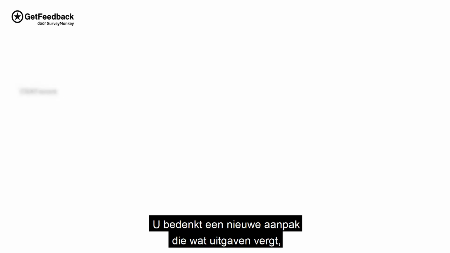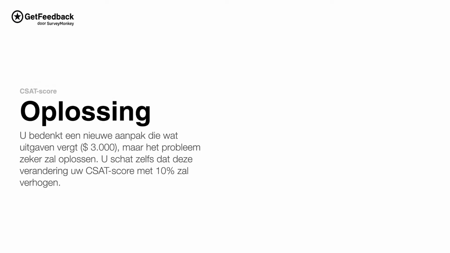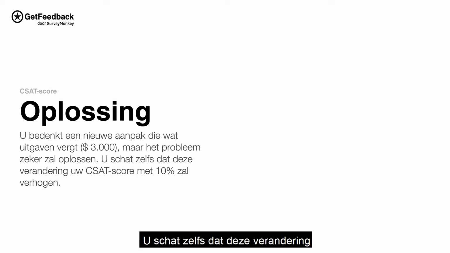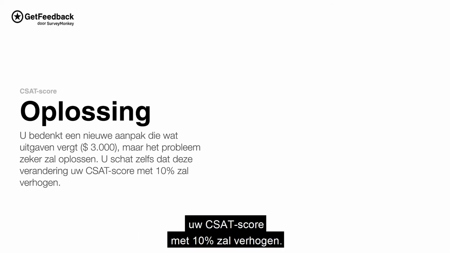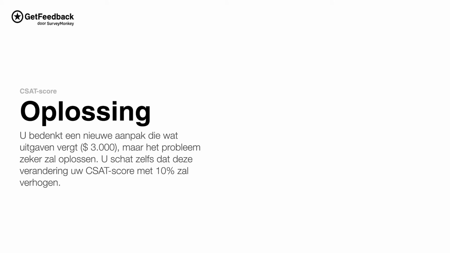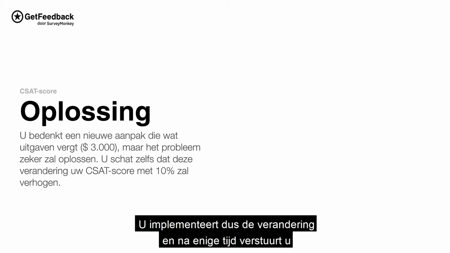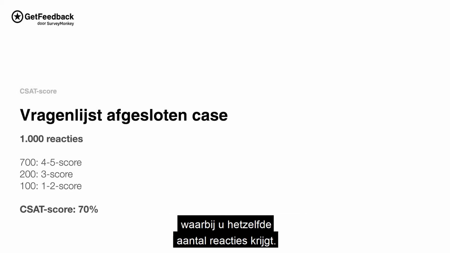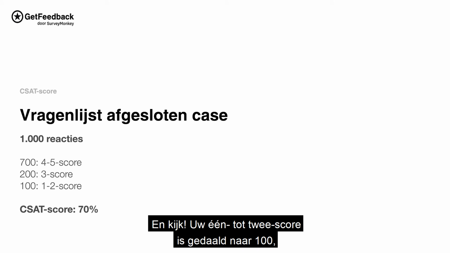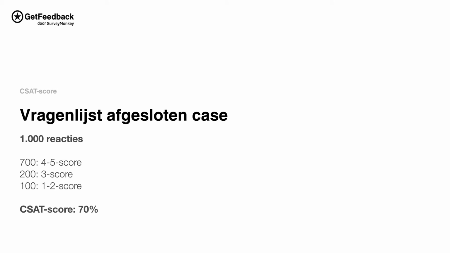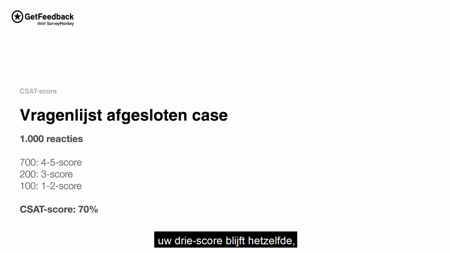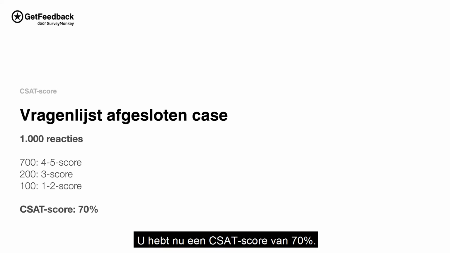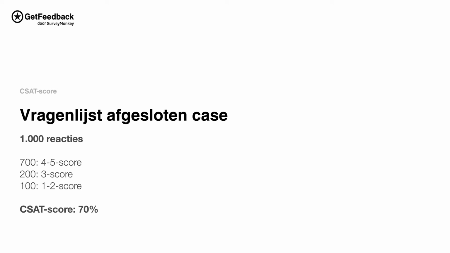$172,000. You figure out a new approach that requires some spend, $3,000 to be exact, but it will definitely solve the issue. In fact, you estimate that this change will increase your CSAT score by 10%. So you implement the change, and after some time, you send out a new batch of the case closed CSAT survey, getting the same amount of responses. And voila, your 1 to 2 rating decreased to 100, your scorings of 3 remained the same, but your 4 and 5 scores increased to 700. Now you have a CSAT score of 70%.